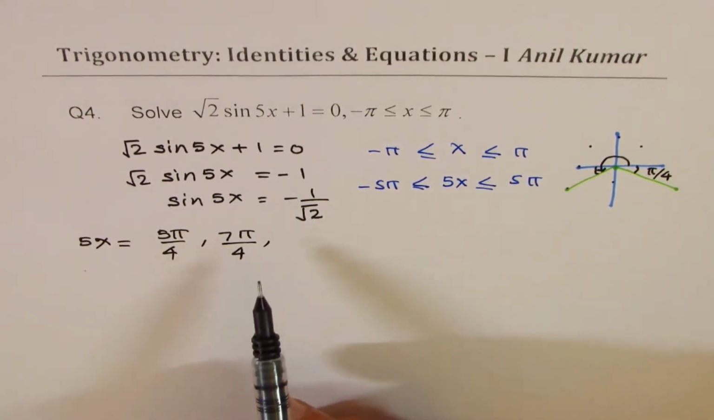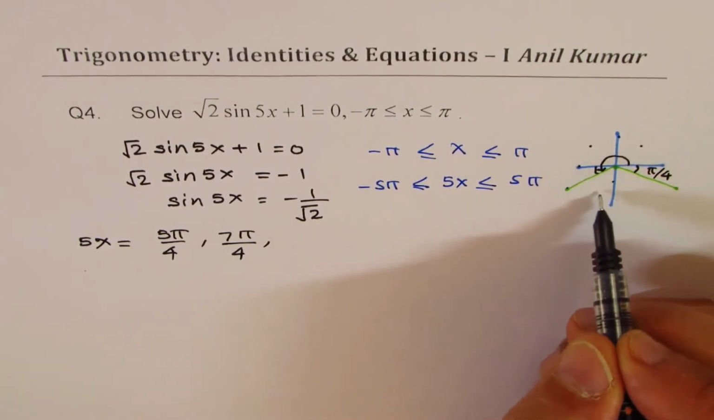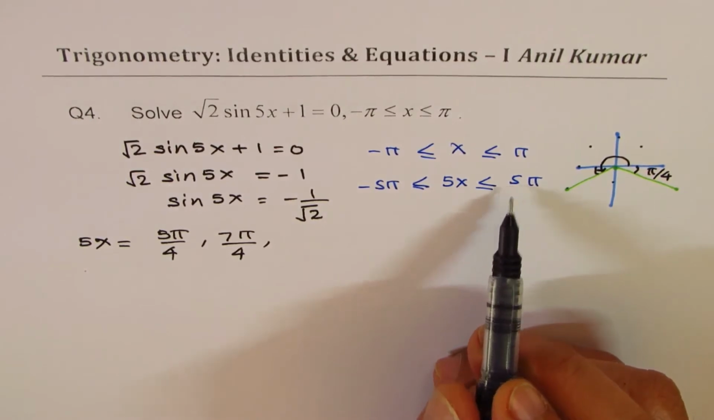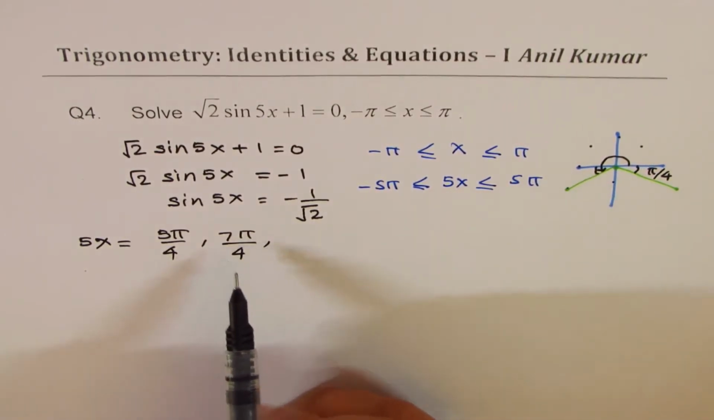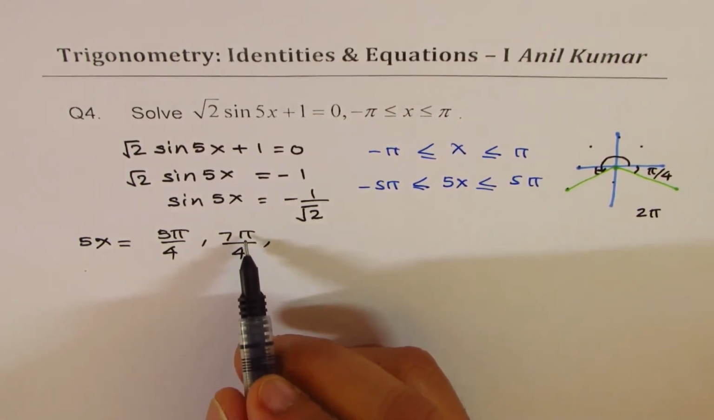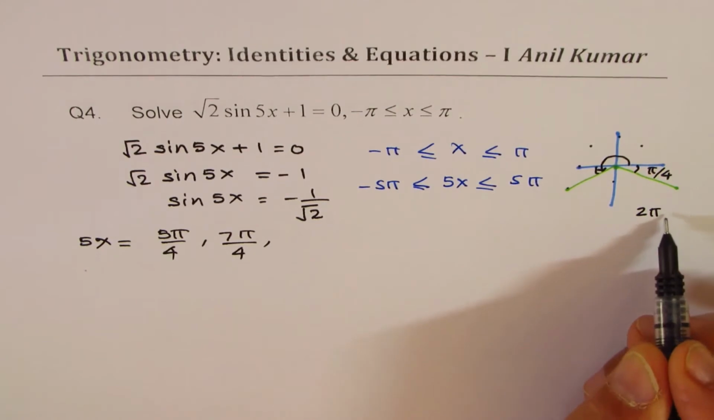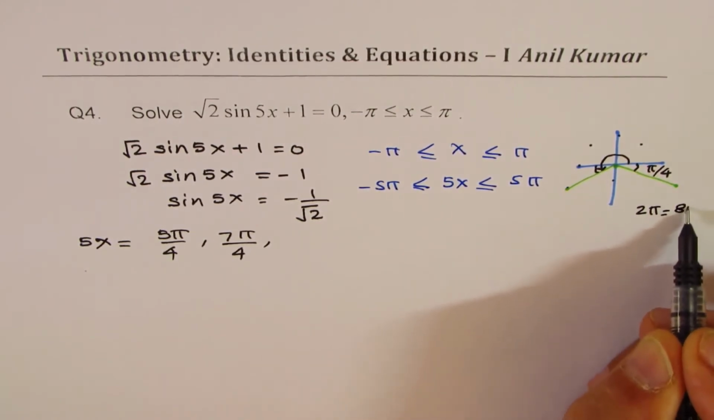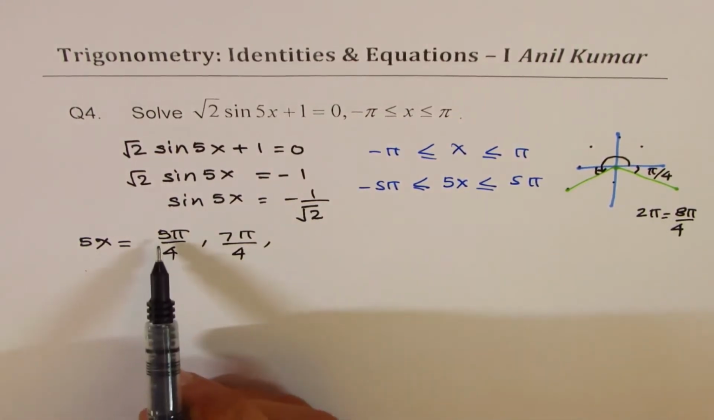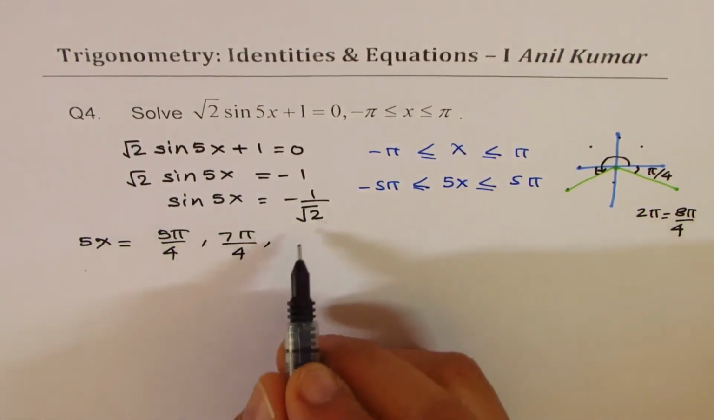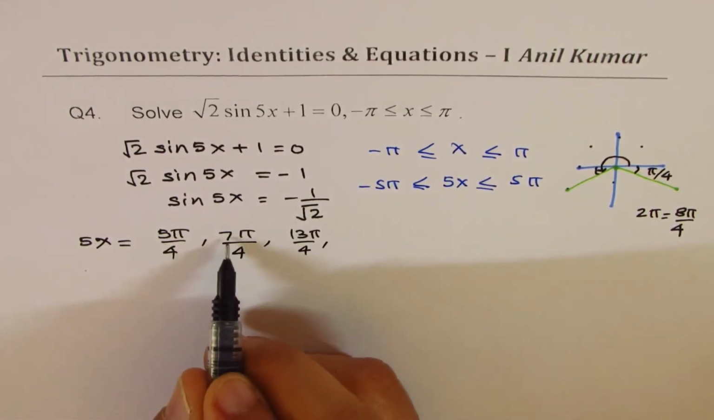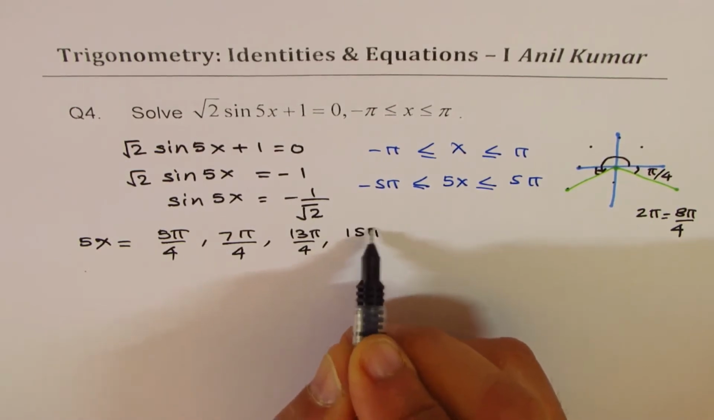Correct. Now we have to add to this another circle. We are going to 2 pi, right? So we've done 2 pi. Now we keep on adding. When you add 2 pi, in terms of pi by 4s, it could be written as 8 pi by 4. Is it okay? So basically we'll add 8 to these. If I add 8 plus 5 is 13, so we get 13 pi by 4. 8 plus 7 is 15, so we get 15 pi by 4.